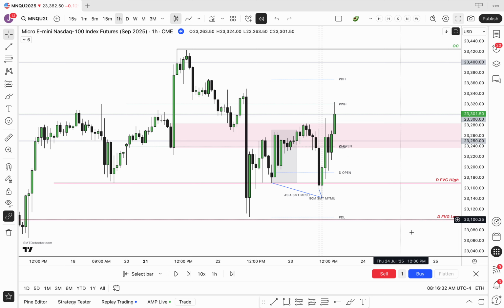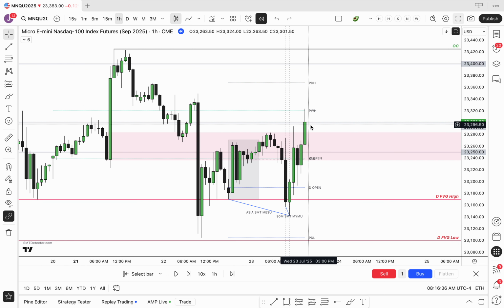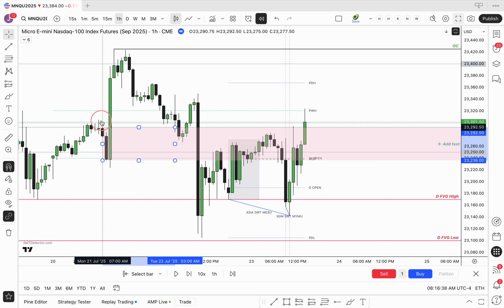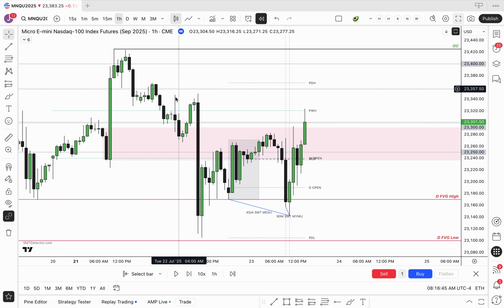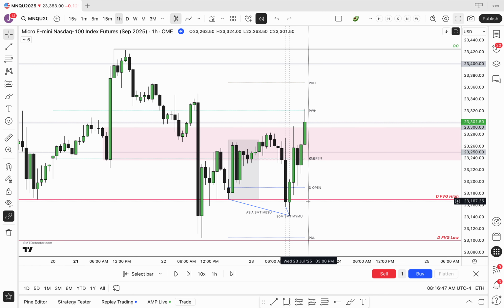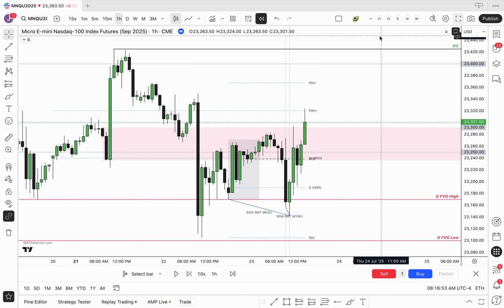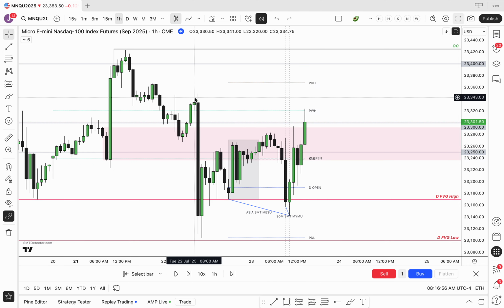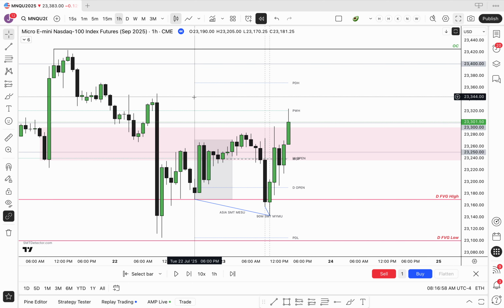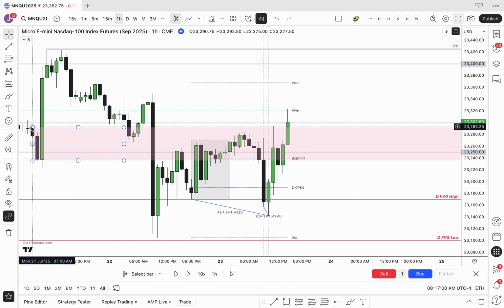But we tapped into this daily fair value gap and we rolled higher. So at this point, we closed above the bullish order blocks, the breaker, the invalidation level, the POI for sells, and then that becomes the POI for longs. You just invert it. You just switch it. The invalidation level is the POI. It's always that.